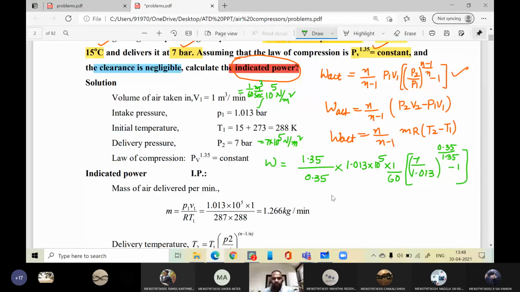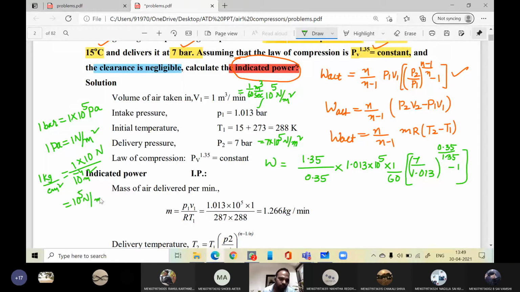Any doubt in conversion, ask me. So 1 bar is equal to 1 into 10 power 5 Pascal. 1 Pascal is equal to 1 Newton per meter square. 1 kg per centimeter square is given. Let us say we can convert into 1 into 10 divided by 10 power minus 4 meter square. This is Newton, which means 10 power 5 Newton per meter square.